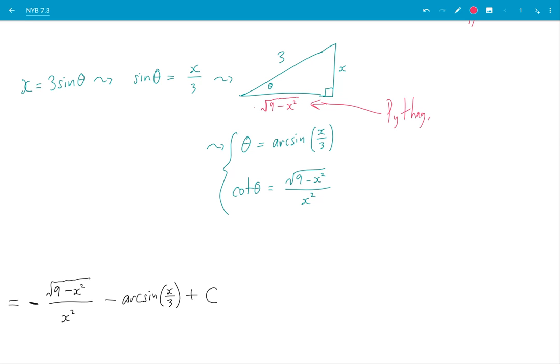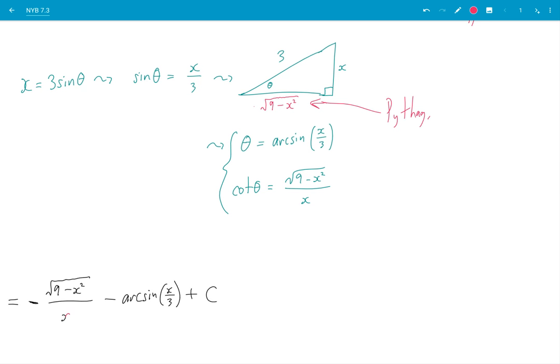Okay, yes, there was a mistake in my notes. This squared should not be here. So erase that and erase it down here as well. Oops, oh, too much. There we go.